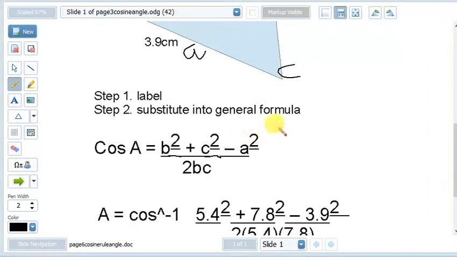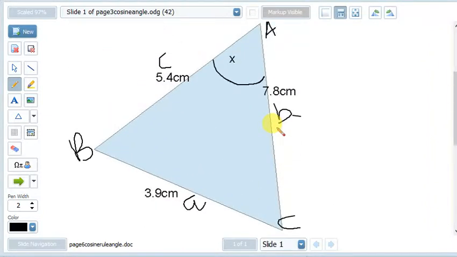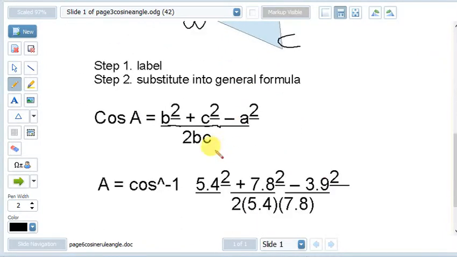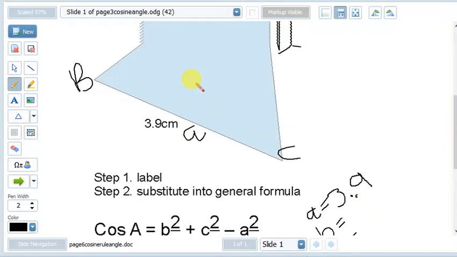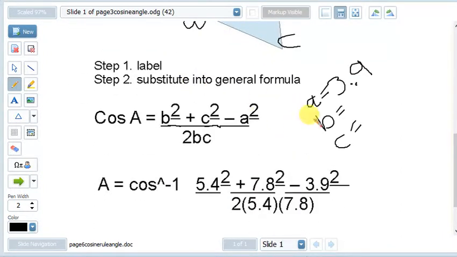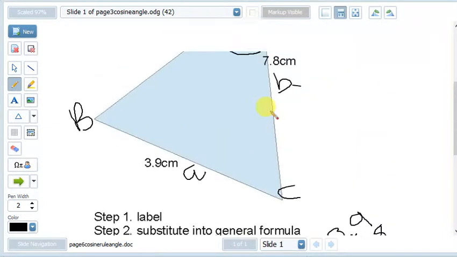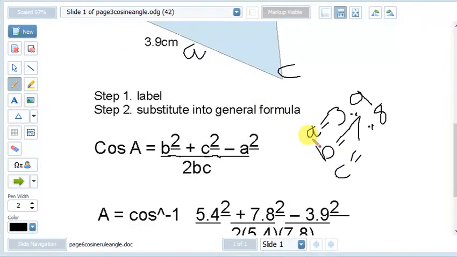Now we substitute into our general formula. So let's just write down: a is 3.9, and this is from the diagram. So a equals 3.9, b equals 7.8, and c equals 5.4.